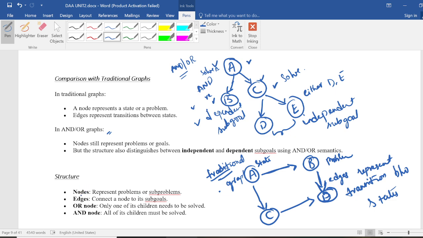The structure is the same as we discussed till now. Nodes represent problems or sub-problems. Edges connect a node to its sub-goals. In an or node, only one of the children needs to be solved. In an and node, all of the children must be solved. So it is a mostly similar structure, but the concept of independent and dependent sub-goals is added in and or graphs.